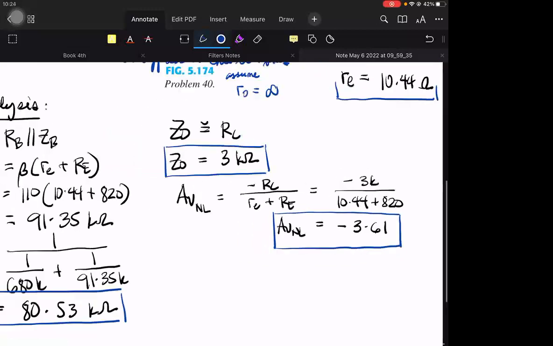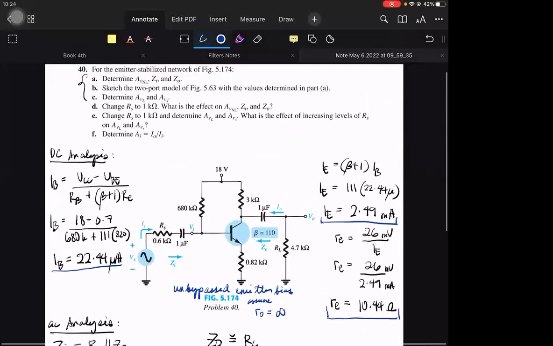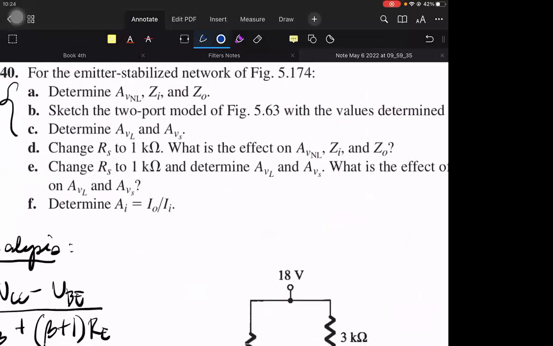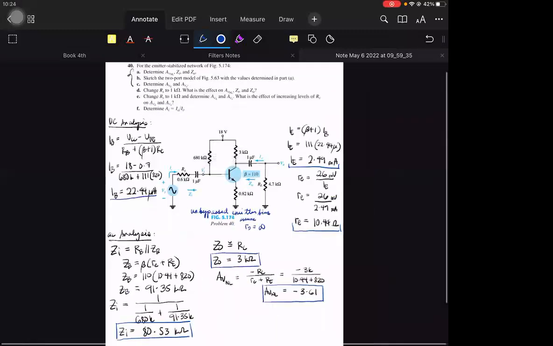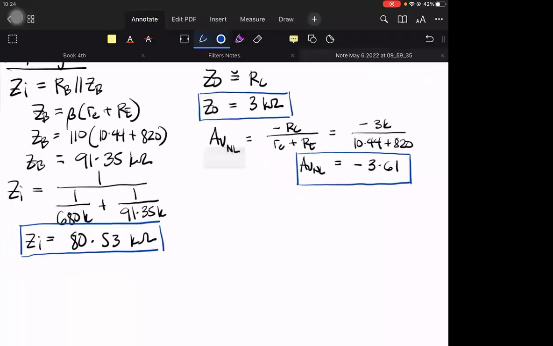Okay, so that's for part A. Determine AV no load, ZI, and ZO. For B, sketch the two-port model. It's just easy as this. This is called a black box or system. This is the input pins, and this is the output pins. Here are the characteristics of our system: ZI, ZO, AV no load.